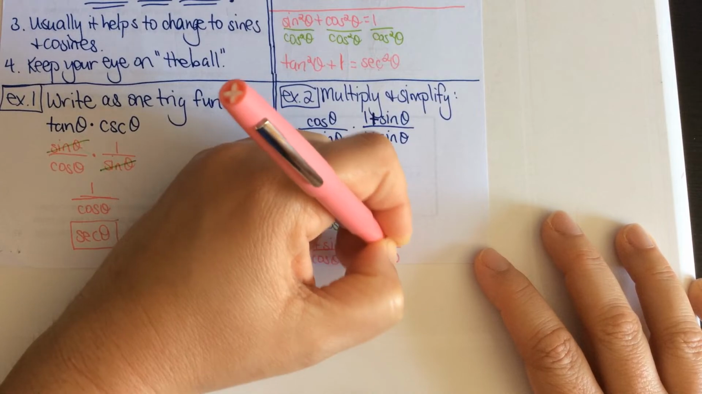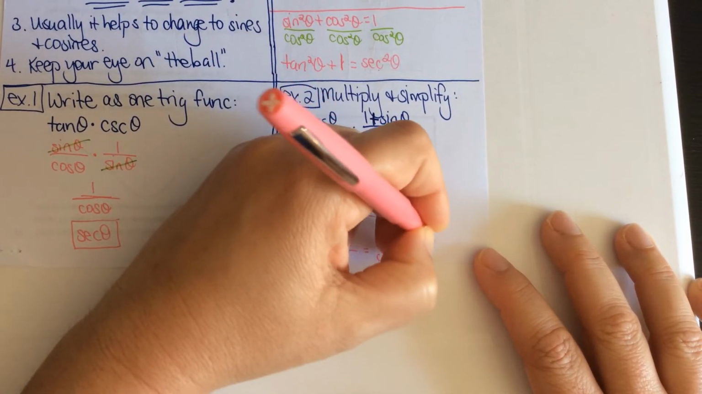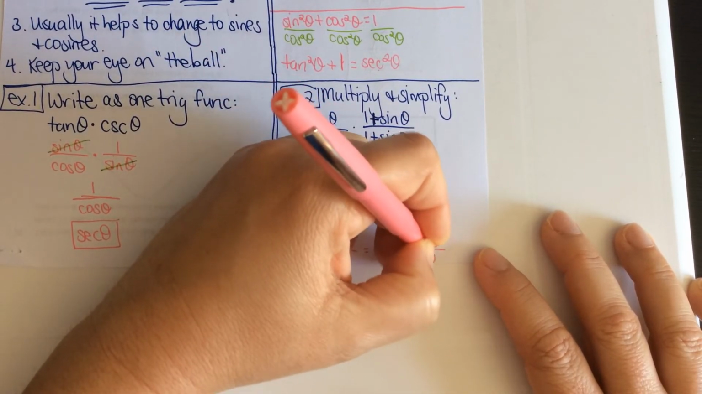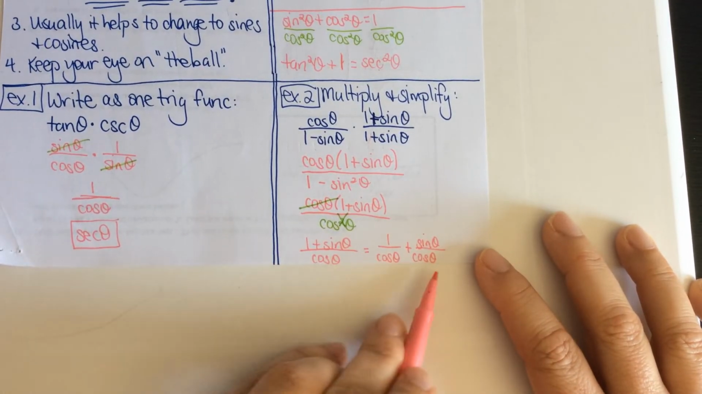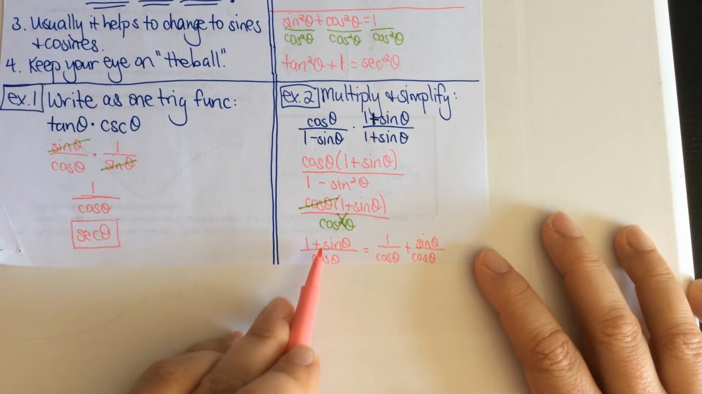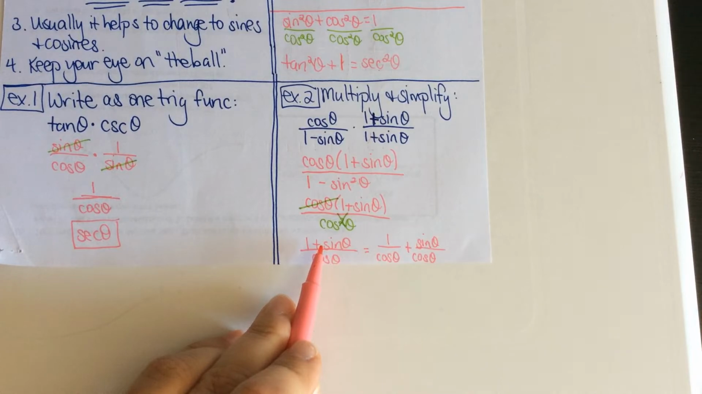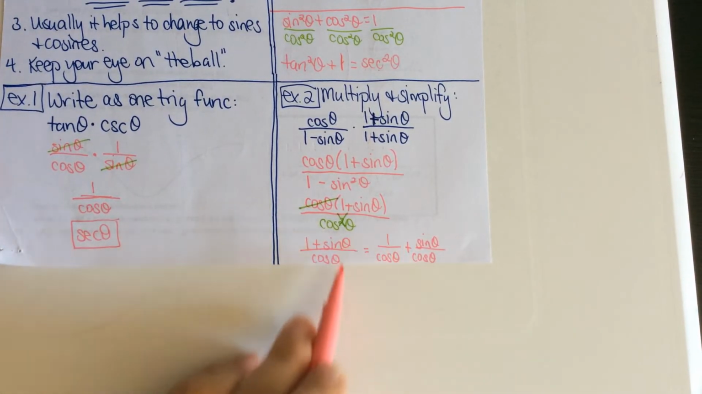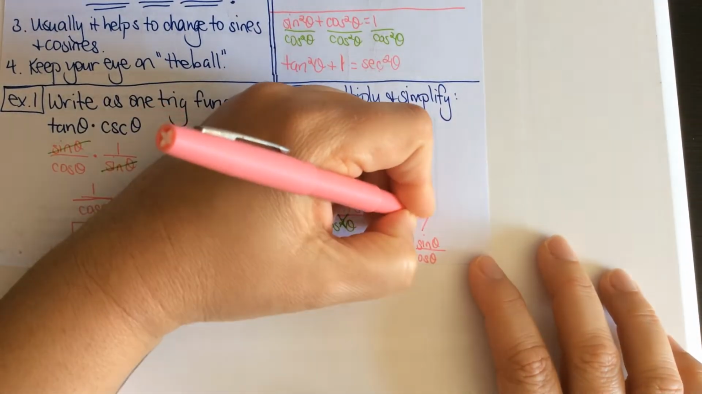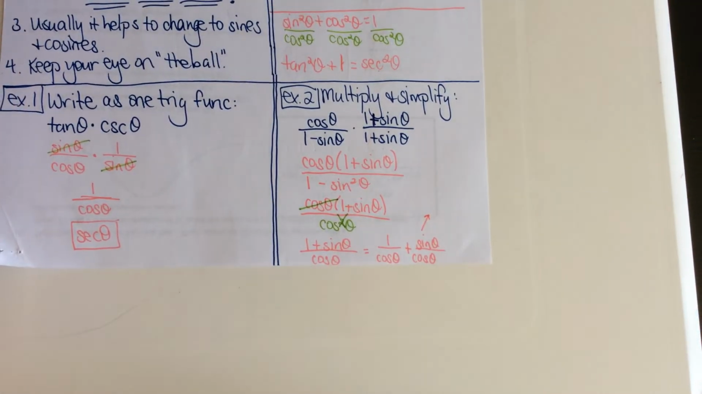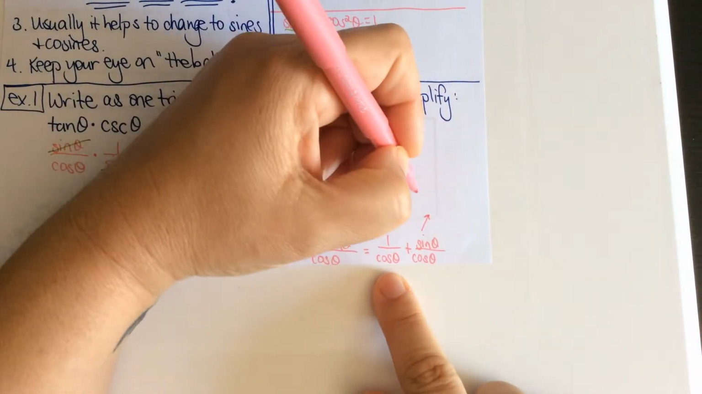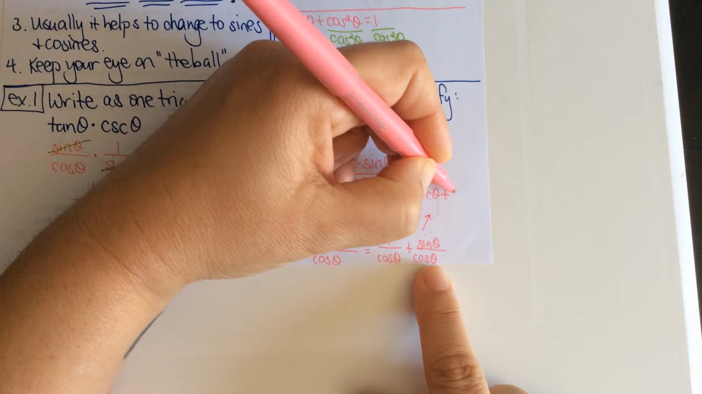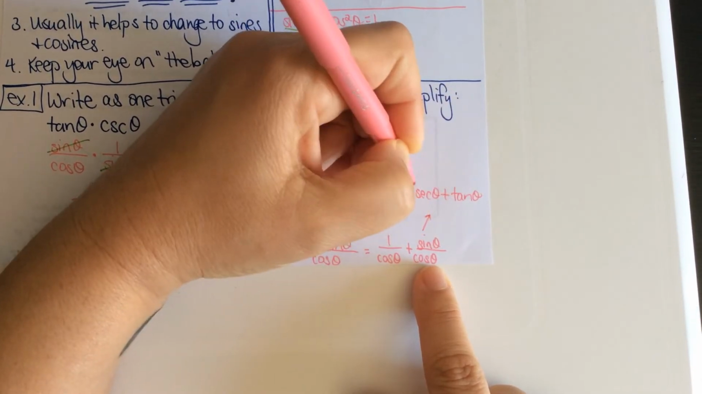I can split this up into separate fractions; these have a common denominator, so I could smush them together to equal that. I'm allowed to go forwards and backwards in math, right? I'm running out of space here. And then 1 over cosine is secant, and sine over cosine is tangent.